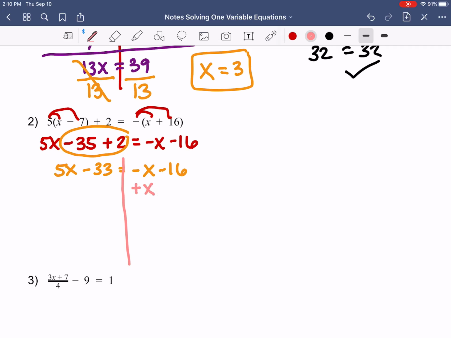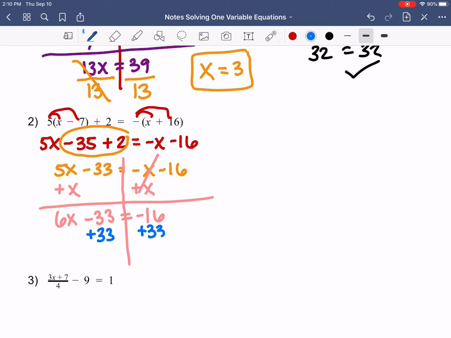So if you take this minus x, you add it onto both sides. That makes it cancel on one side. Whatever I did to one side, I had to do to the other to keep my equation balanced. All right, then I see if I have a constant, I do. So I'm going to add my 33 to both sides. I'm just doing the opposite operation. I get 6x equals 17, I believe.